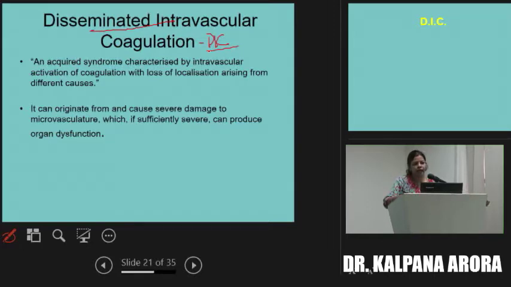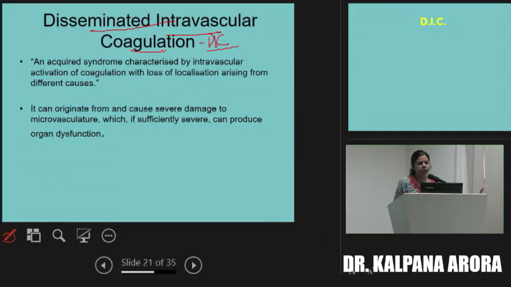As the name indicates, there is a widespread intravascular coagulation. The etiology for this is usually an endothelial injury, which leads to the formation of thrombi within the blood vessels. As a result, all the platelets and the clotting factors are consumed. So the patient has both thrombosis and bleeding. And DIC is a medical emergency which is very difficult to treat.